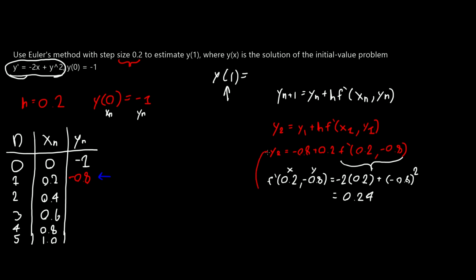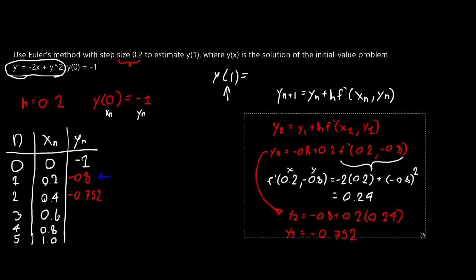So once again, let's go back to Euler's method. So y sub 2 will equal negative 0.8 plus 0.2 multiplied by 0.24. And once you plug that into a calculator, you're going to get negative 0.752. And now we can go ahead and write that down under our y sub n column. So when our n is 2, our y will be negative 0.752. And then let me go ahead and remove these things and move on to n equals 3.